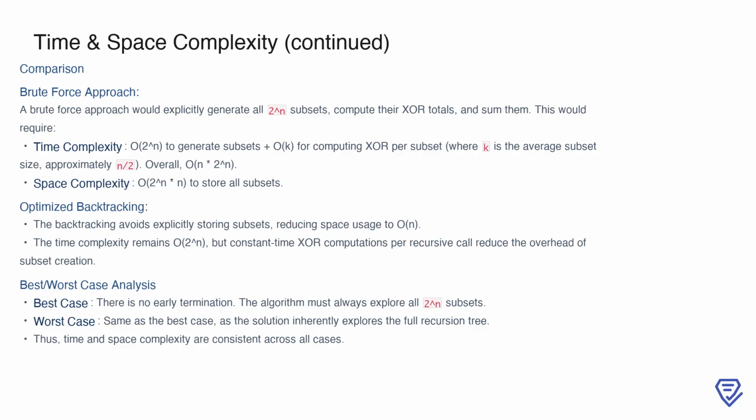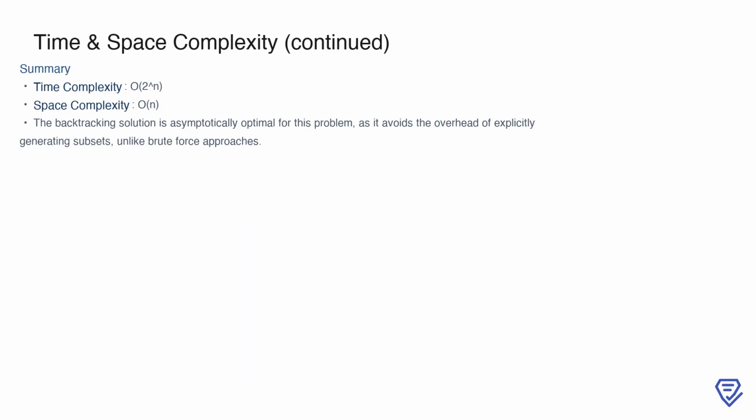Both the best and worst cases involve exploring all 2^n subsets, making the time and space complexities consistent in all scenarios. To summarize, the backtracking solution achieves a time complexity of O(2^n) due to the need to explore all subsets of the input array. The space complexity is O(n), attributed to the maximum depth of the recursive call stack.